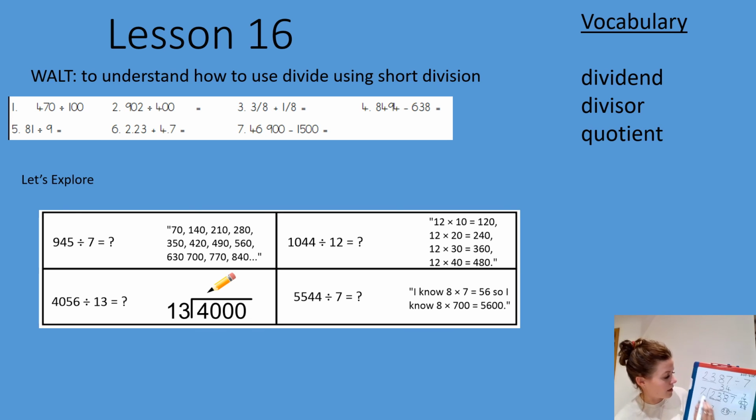And then in my ones column, 7 into 7 is 1. So I get my quotient as 341. If I go back to my estimate, then it matches my estimate between 300 and 400.